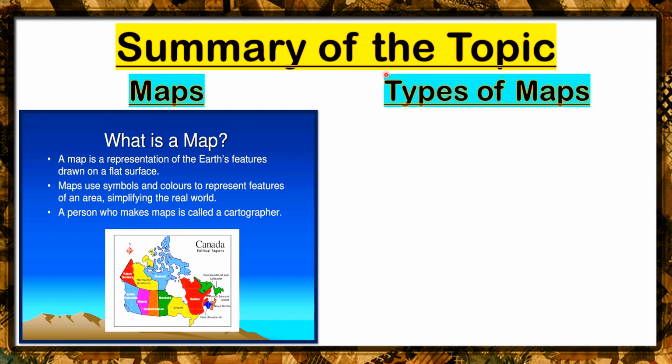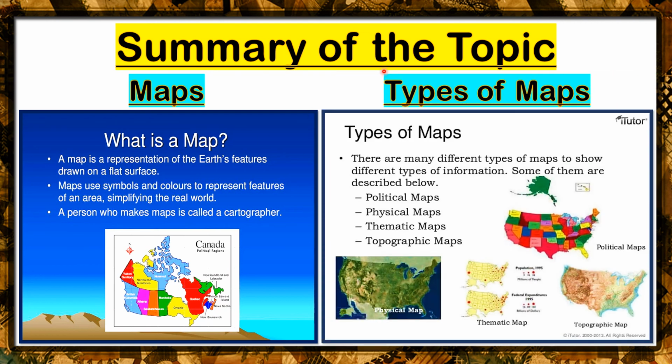Next, types of maps. So we have studied the 4 types of maps in your book. They are road map, political map, population map, and topographic maps. But remember class, there are many different types of maps to show different types of information. And some of them are the ones that we have discussed.